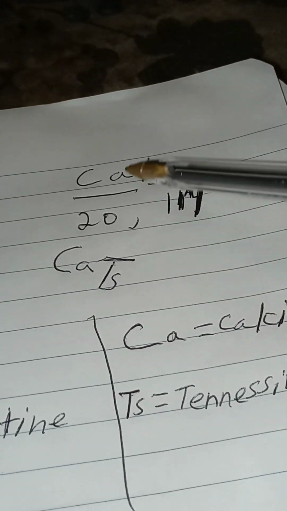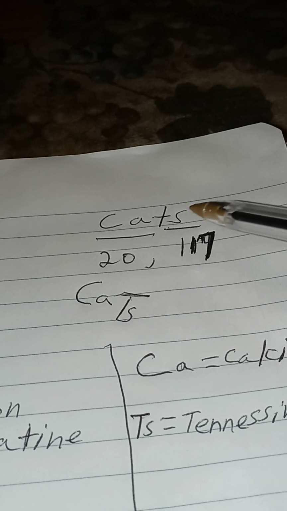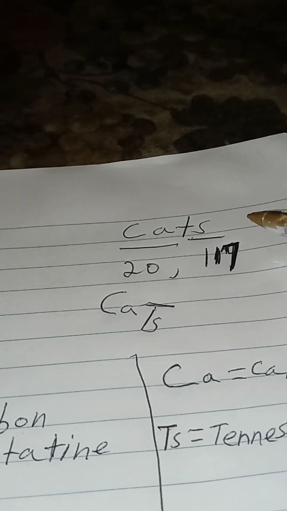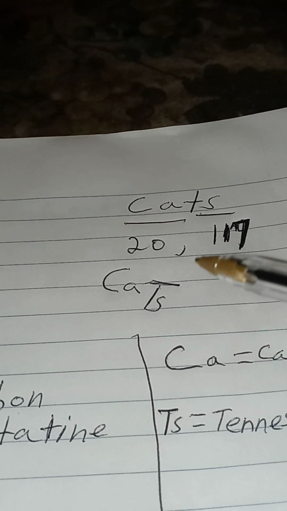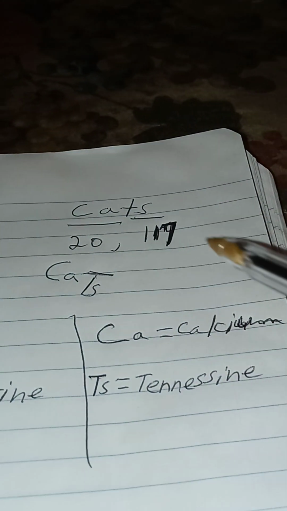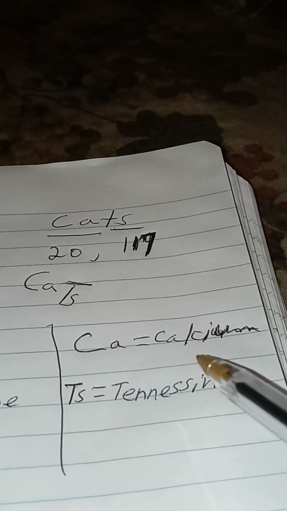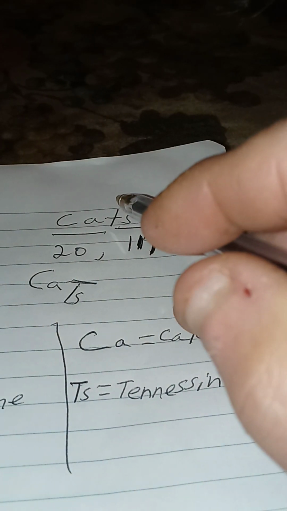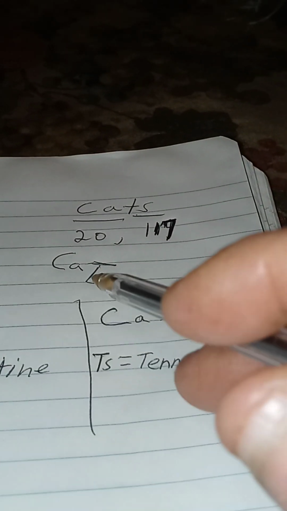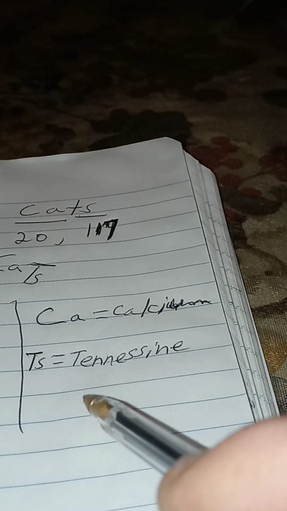Then you've got cats. That's one cat, and there's two cats with the S at the end. All I did is put the S at the end of the word to make it plural. Okay? And everything changes. So now we have capital C and a small a for calcium, and then we've got capital T and S. We capitalize the T right here. Capital T and the S, and that's for tennessine.